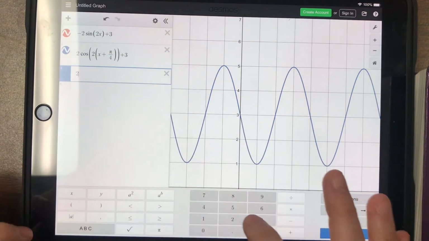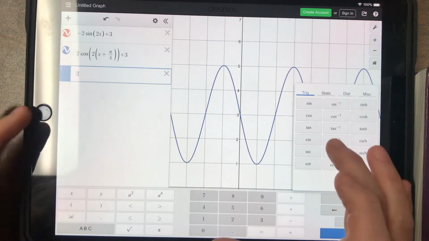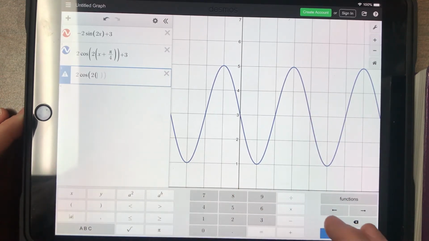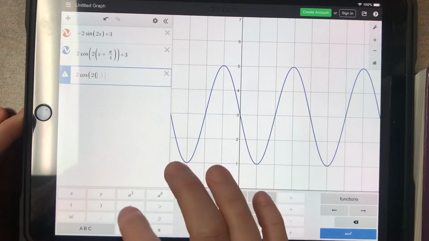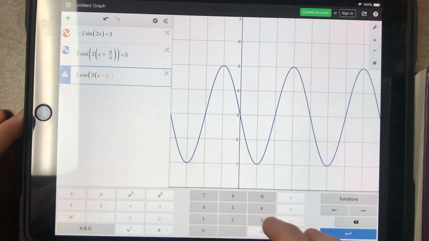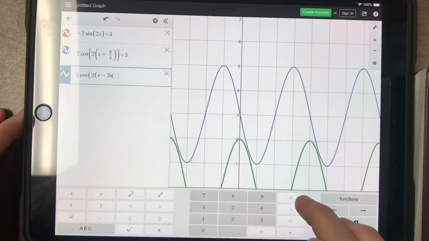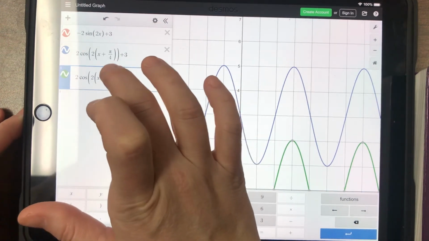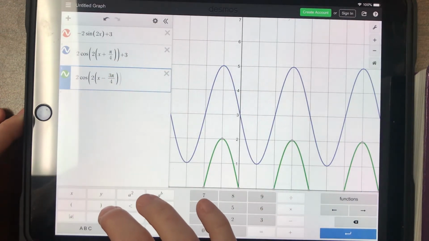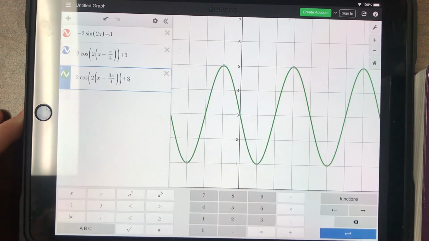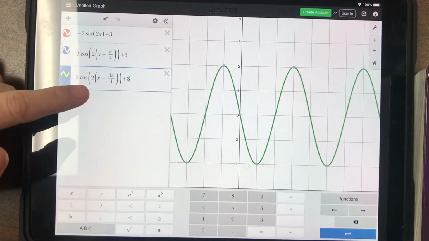But what I can do here, let me do this: 2 cosine, parentheses 2, I need another parentheses, x. Now, where does x go? X. I'm going to now move it 3 pi over 4. Oh, and then I want a parentheses here and close that parentheses, and then we're going to shift this up 3 like we have before. And so now notice this one is a cosine one.